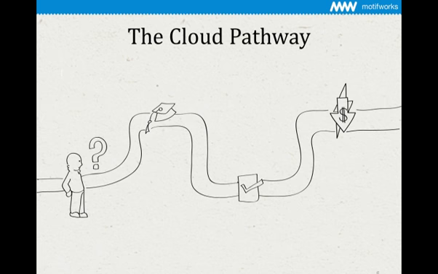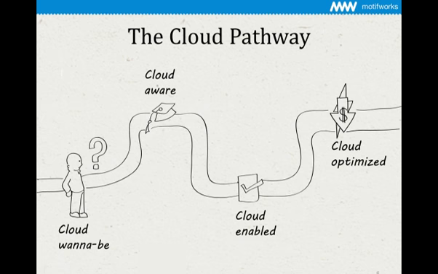So what you see here in the figure is a diagram of a cloud pathway. As an individual, you are a cloud wannabe, a novice user. Then from that, you learn about the cloud and you become cloud aware. When you become cloud aware, you start using the cloud for different scenarios in your organization, and that makes you cloud enabled. And finally, you get to a point where you are fully aware of the benefits of cloud, you're using it, and you become cloud optimized. The focus of the webinar today is to help you move from the cloud aware stage to the cloud enabled stage using the Windows Azure platform.